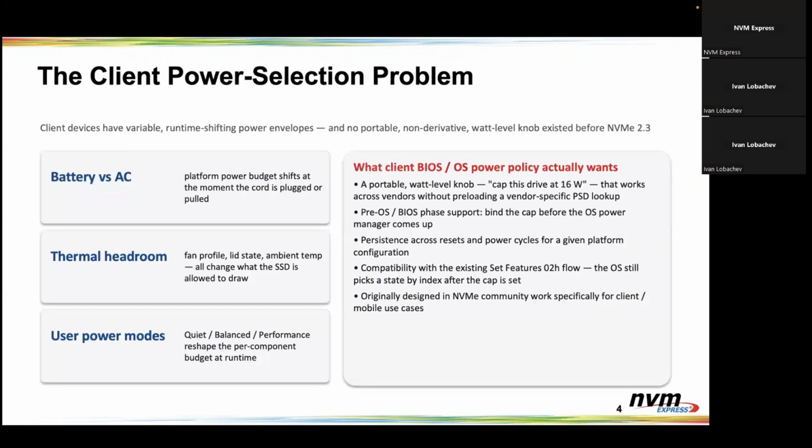So as many of you know, client platforms tend to have power envelopes that change at runtime. That means things like, are you battery powered? Are you AC powered? There's thermal headroom that's available to you. There's user-selected power modes. NVMe 2.1 and 2.2 model does let a host pick a power state by index. And the power state descriptor table in Identify Controller does expose a wattage for each of those states. So technically the BIOS could, in theory, read it, walk the PSDs, and pick the right index for the target watt budget itself, just like what's currently done in the data center host drivers.